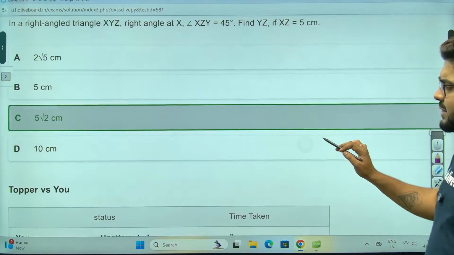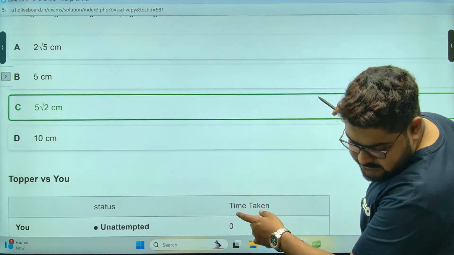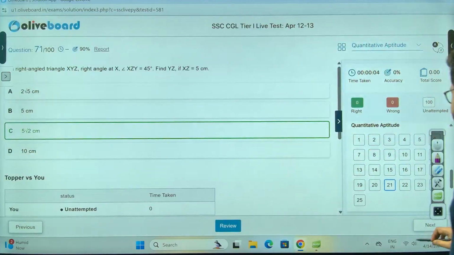Very, very simple question. As simple as it gets. Yes, Sumer, Reena, you guys are all correct. You guys are 100% correct.